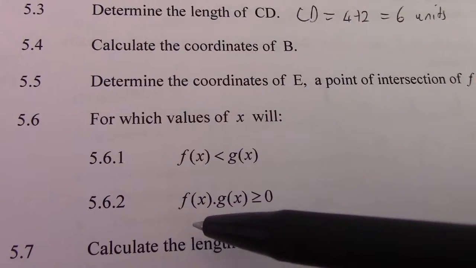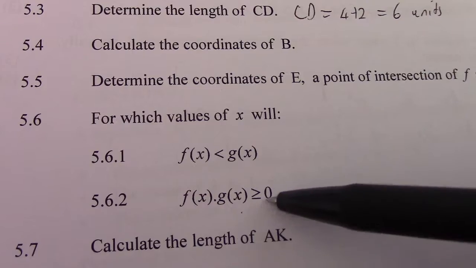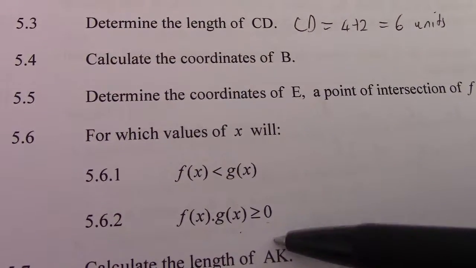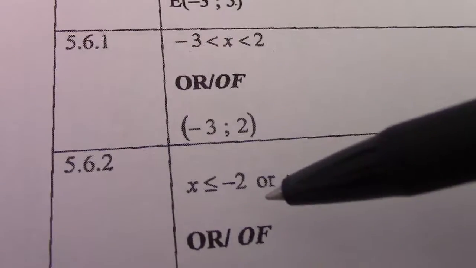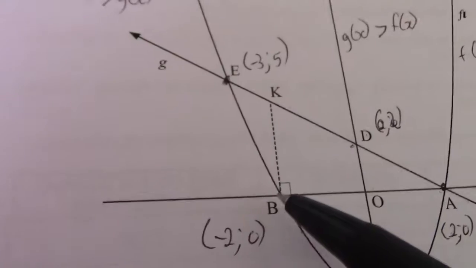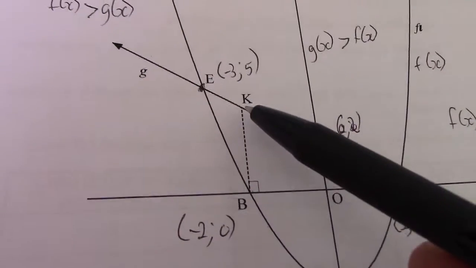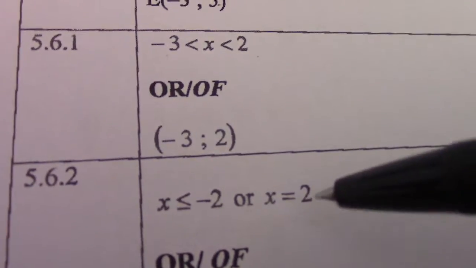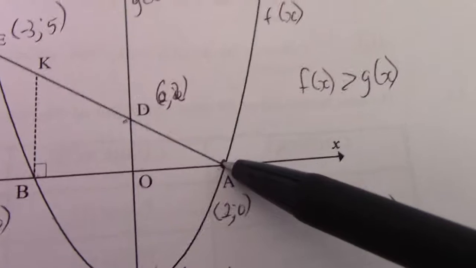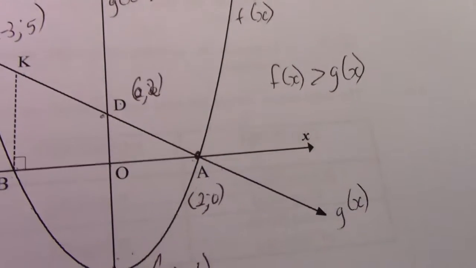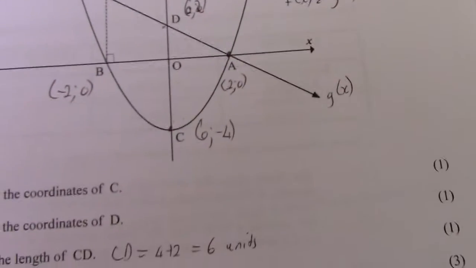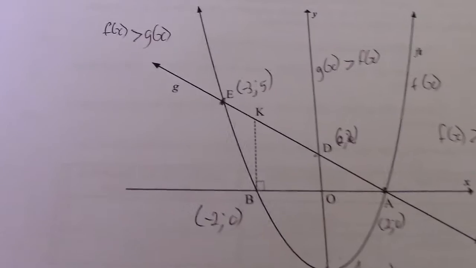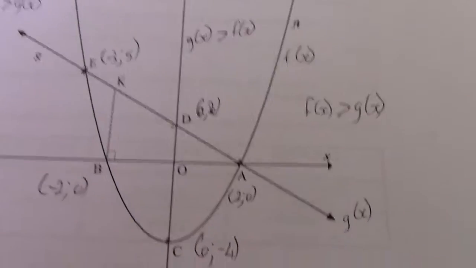5.6.2. Now they want to know when I take f(x) multiplied by g(x), where is it greater or equal to 0? So where are the two graphs multiplied with each other bigger or equal to 0? X less or equal to negative 2. So when it's less than negative 2, if you look there, the two graphs put together are both positive, they are above the line. And then the other one, x equal to 2. When x equals 2, that graph and this graph at that specific point both should be bigger or equal to 0. If you go further, the one's negative, the other one is positive. So the answer is x less or equal to negative 2, x bigger than 2.